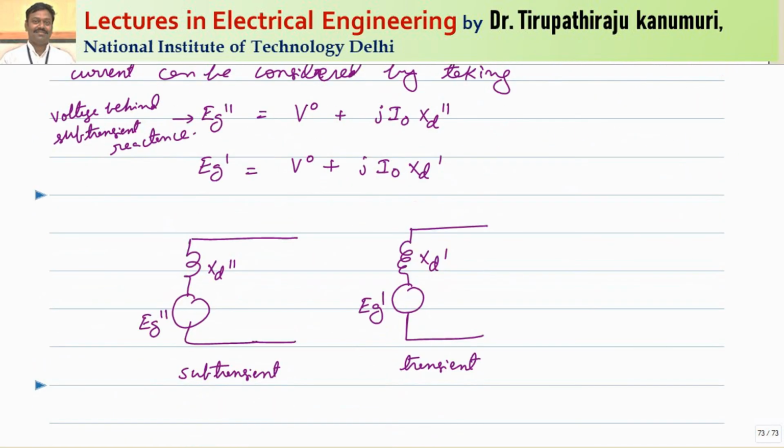For subtransient conditions, we will calculate the value of E_g'' will be equal to V_0 plus j times I_0 multiplied by X_d'', because under subtransient condition X_d'' is there. So this voltage is called the voltage behind subtransient reactance. So this E_g'' is taken in the analysis. Similarly for transient analysis, we will take the value of E_g' will be changed to V_0 plus j times I_0 into X_d', because practically whenever the fault happens, the fault current is so dominating when compared to the load current. That's why there is no need to go for this analysis. But wherever you want to consider the effect of the pre-fault current, then you can go for these equations.